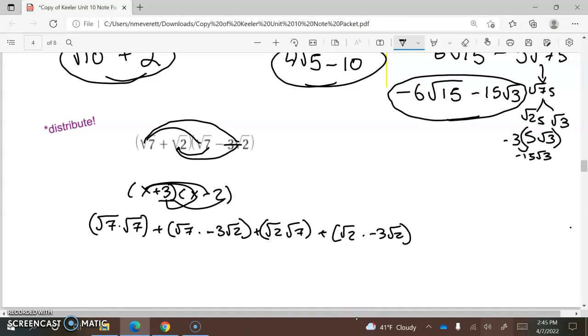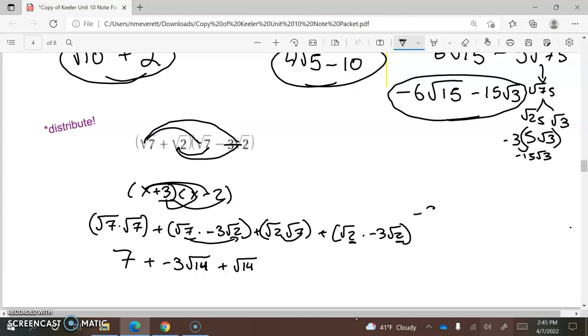So if we multiply these together, remember, square root of 7 times square root of 7, I'm just left with 7. Plus square root of 7 times negative 3 times the square root of 2. Take the inside, multiply those together. The outside, you have negative 3 times the square root of 14 right here. Plus square root of 2 times square root of 7, that's just the square root of 14. You just multiply these two numbers together. And then these ones here, you take these inside numbers, multiply them together.